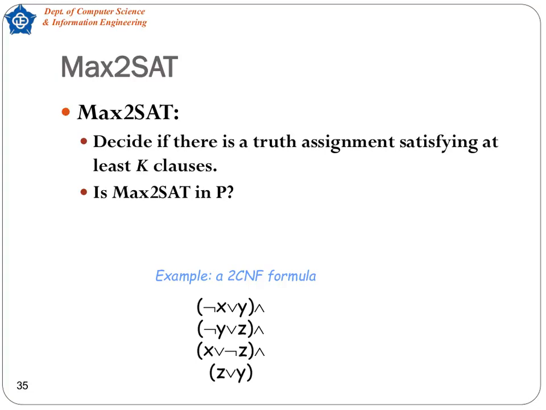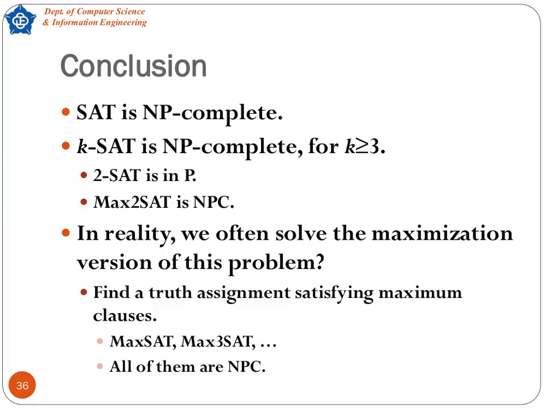Now let's turn our attention to Max2SAT. In Max2SAT, we're given a Boolean formula in 2CNF plus a target number k, and we need to decide whether there's a truth assignment that satisfies at least k of its clauses. The big question is, can this maximization variant be solved in polynomial time? For example, consider the 2CNF formula with four clauses: (not x or y), (not y or z), (x or not z), and (z or y). Max2SAT asks whether we can choose values for x, y, and z so that at least k of these clauses are true.